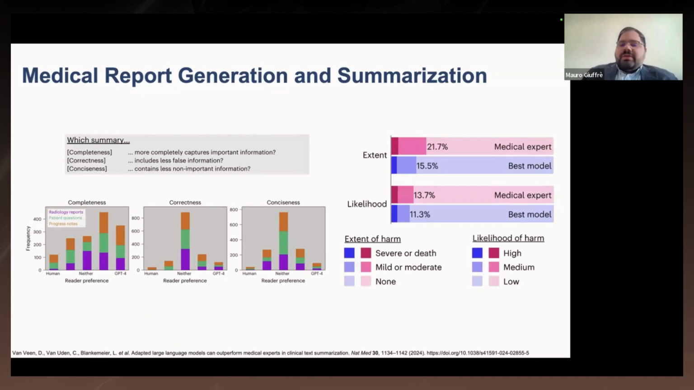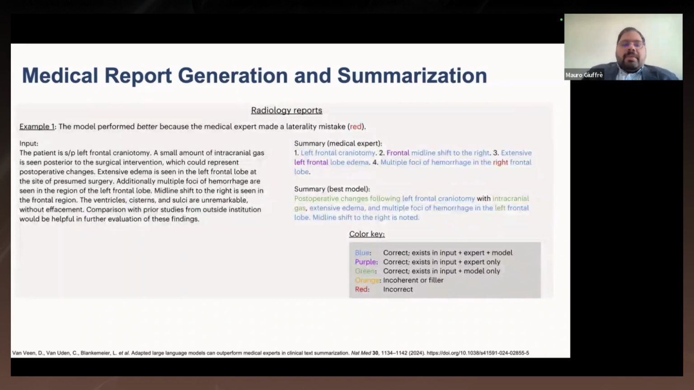And when the evaluators also explored for harm, they found that there was comparable likelihood and extent of harm between language models and human doctors. You can see here some of the reports produced by the LLMs, and they highlighted in each report what could be incorrect. For example, in this report, they found that one of the hemorrhages in the brain was located in the left frontal lobe, but the LLM found right frontal lobe. So as you can see, there still are some critical errors that need to be addressed.